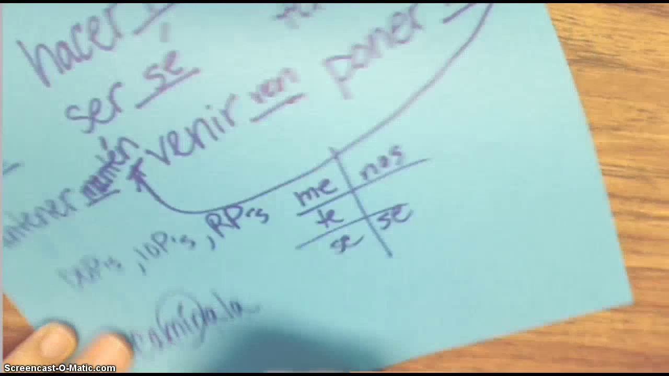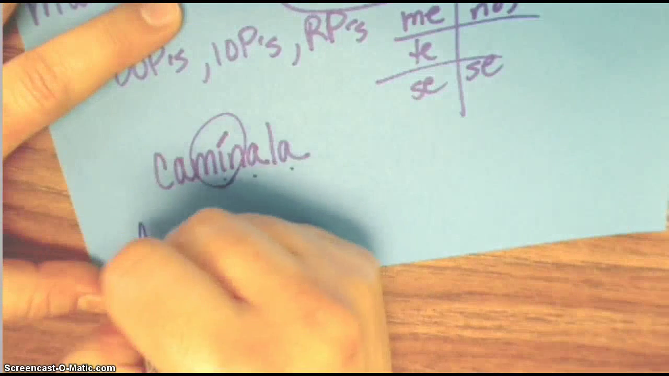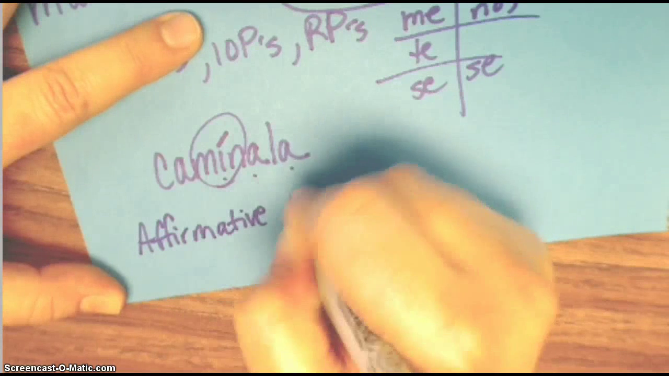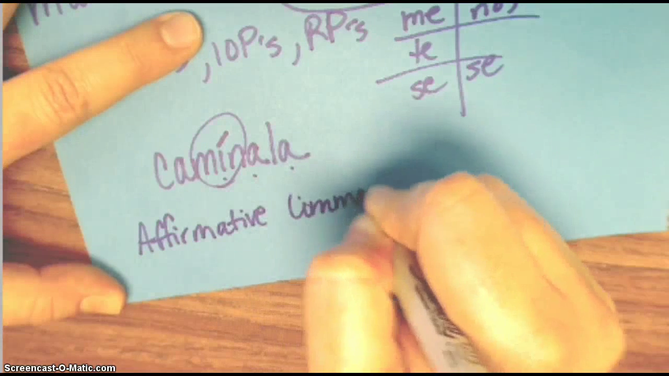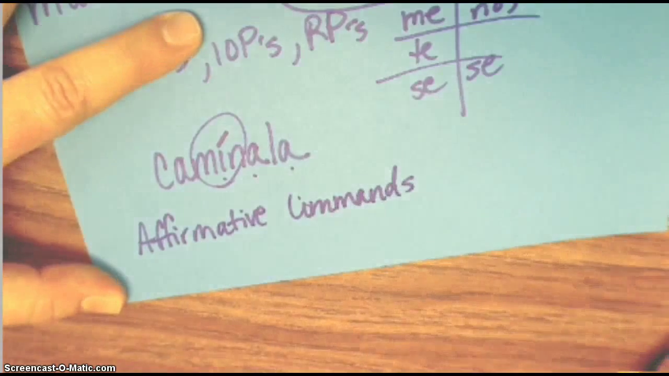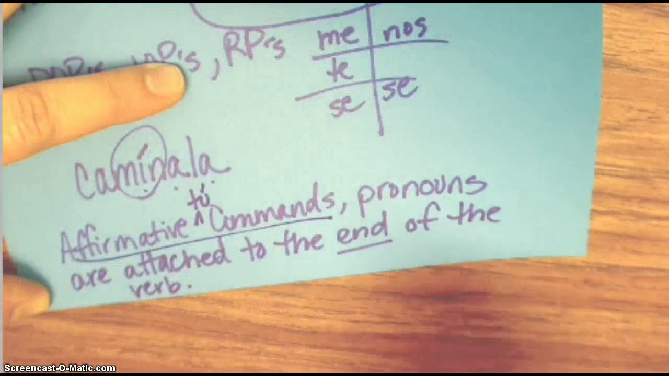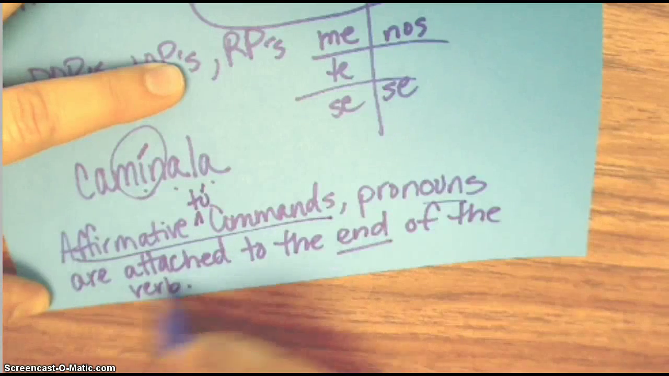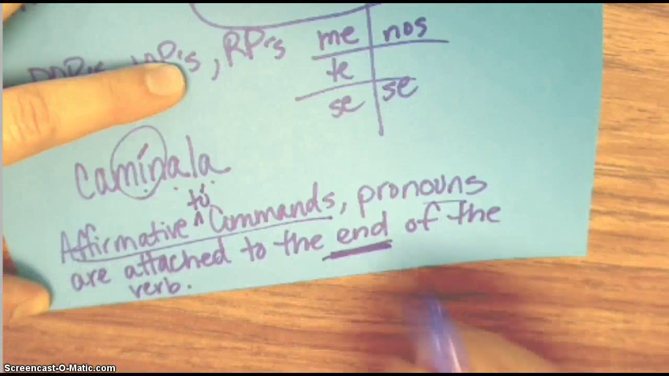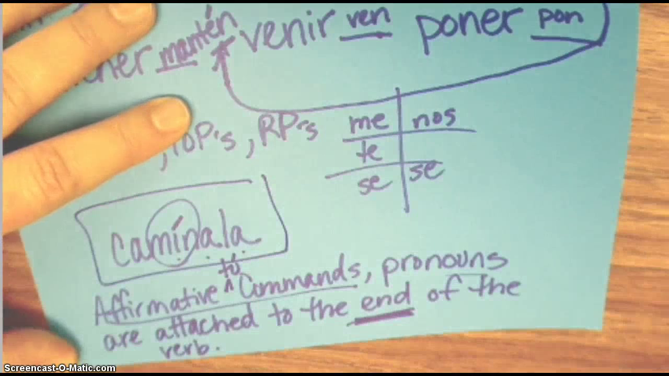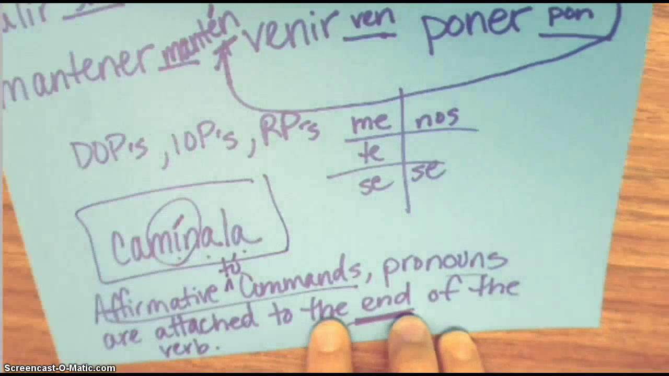Affirmative commands. Write this down and memorize it. If I have room, here we go. Affirmative commands. Okay, so with affirmative tú commands, your pronouns are always going to be attached to the end of the verb. Every time it's going to look like this right here. Okay? So that is your affirmative tú commands.